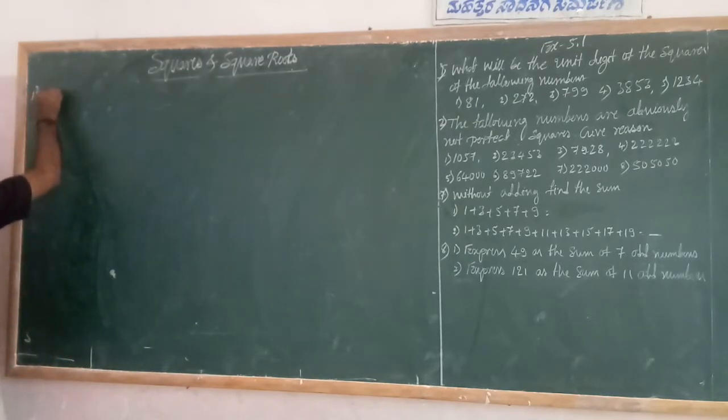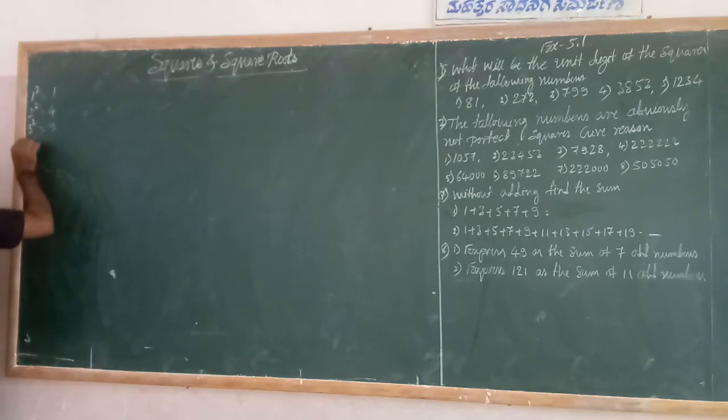1 square 1, 2 square 4, 3 square 9, 4 square 16, 5 square 25, 6 square 36, 7 square 49, 8 square 64, 9 square 81, 10 square 100. Okay, so next one.